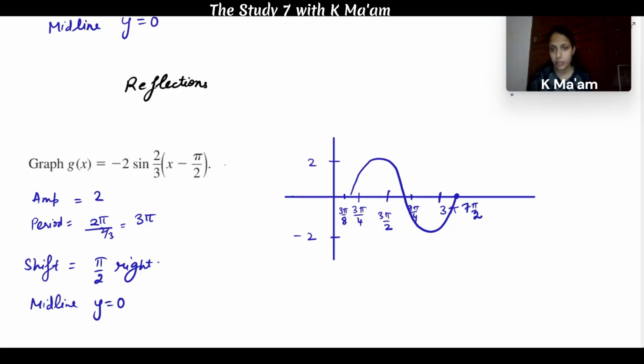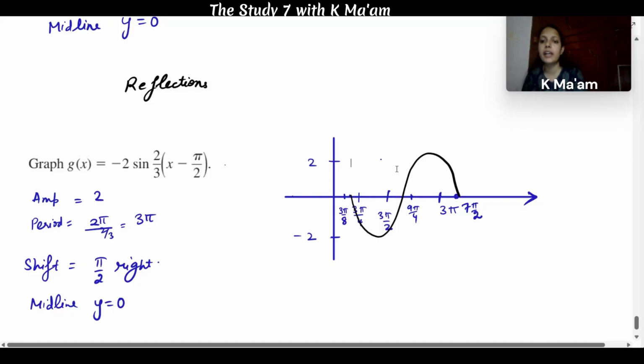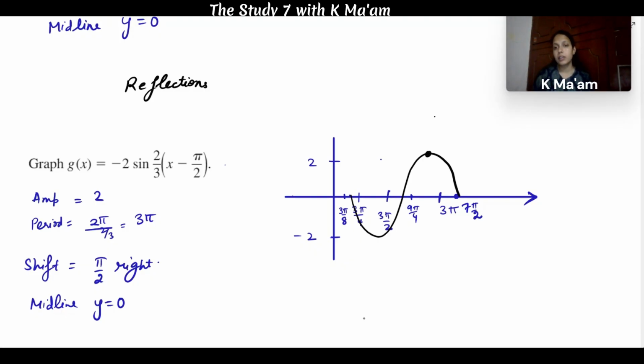So highest value is 2, minimum is minus 2. But the graph has a reflection in the x-axis. The graph is the same, I just reflect this graph. Okay, you can remove this. This is the function we have to find. So this point is (11 pi by 4, 2), and this is (5 pi by 4, 2).